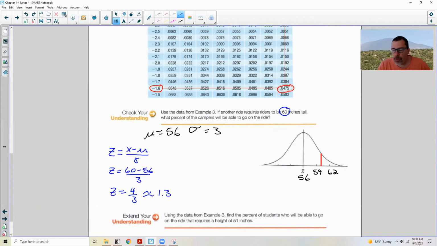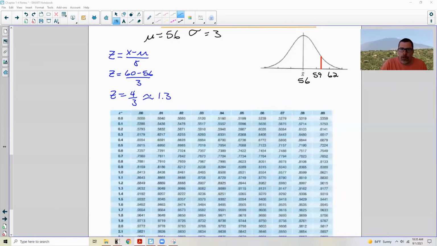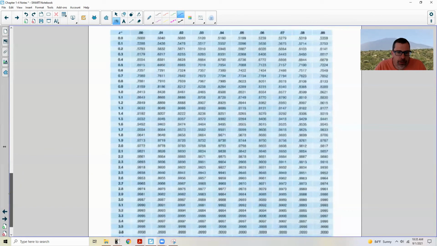Okay, so now I need the table because we're positive. Okay, so you wouldn't have been able to finish this problem because I didn't give you this table. So here it is. And notice 1.3 is only out to the tenth. So I want to keep going. Remember that 4/3 is 1.33333333333 repeating. So here is the table from the book.